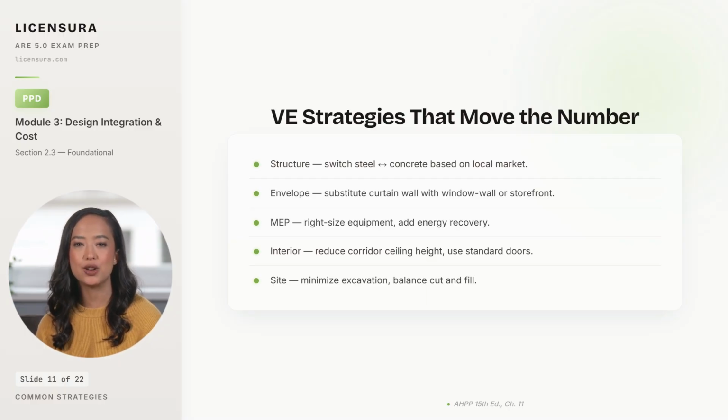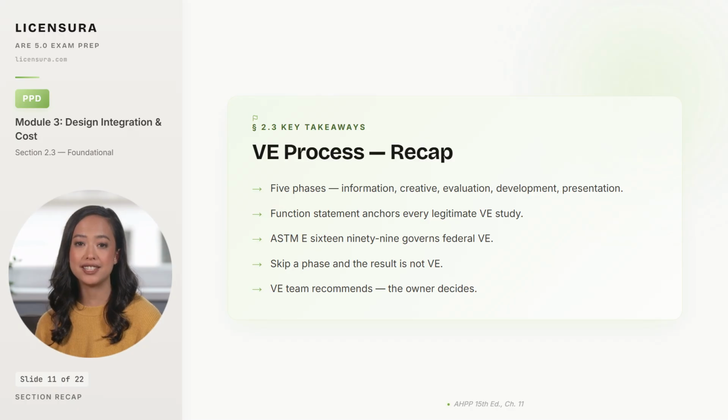Strategies in any other category usually delete function, and you are back to cost cutting. Walk away with these 4 takeaways, and you will know what a real VE study looks like. 5 takeaways that anchor the VE process. The 5 phases are information, creative or speculation, evaluation, development, and presentation, and they must run in order because each phase produces the input for the next.